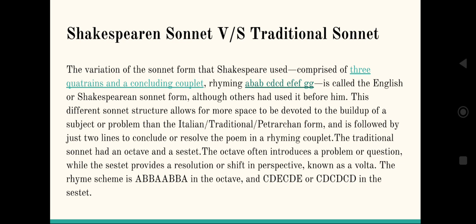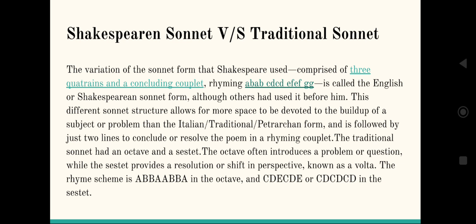Let's say, just as an example, in the first stanza he introduces the problem. Second stanza, he finds out the way. Third stanza, he gives the way out in the open, and in the last couplet he concludes everything. So this created a systematic structure rather than just an octave and a sestet, which was confusing. Therefore the Shakespearean sonnet became famous.